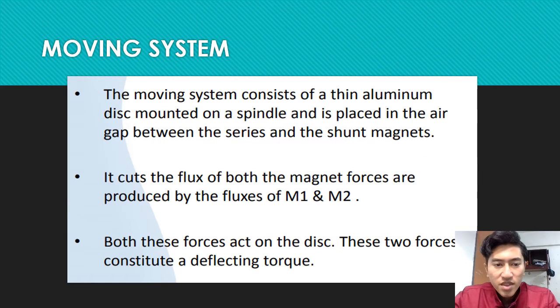Moving system. The moving system consists of a thin aluminium disc mounted on a spindle and is placed in the air gap between the series and the shunt magnet. It cuts the flux of both. The magnetic forces are produced by the flux of M1 and M2. Both these forces act on the disc. These two forces constitute a deflecting torque.